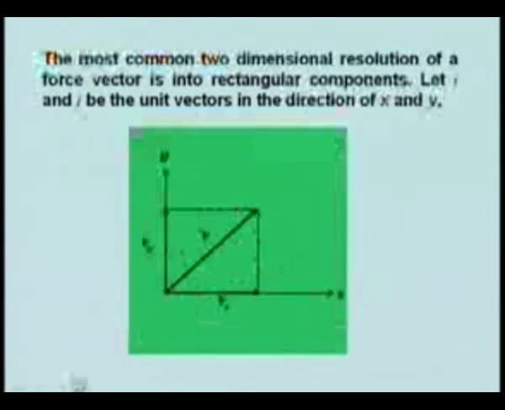Right. So therefore, the most common two-dimensional resolution of a force vector is into rectangular components. Let i and j be the unit vectors in the direction of x and y. This is i, this is j, the jth component. So the force F has been resolved into two components. This is Fx and this is Fy, and the resultant force is shown by force F here. So this has been resolved.